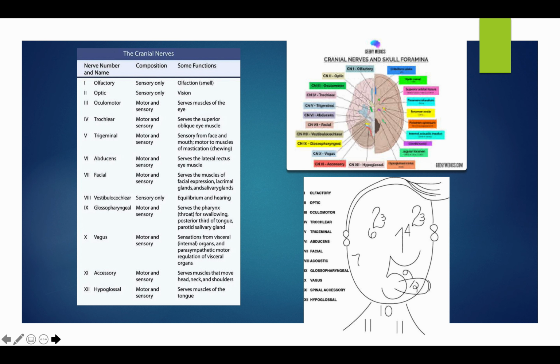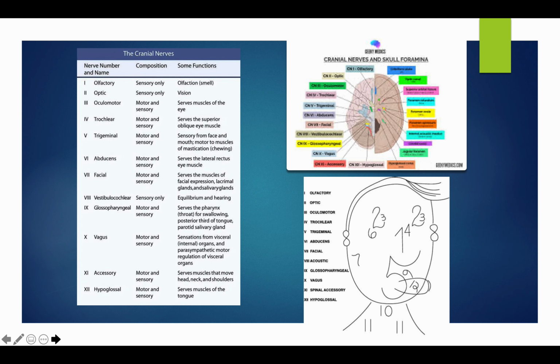Cranial nerve 1 is your olfactory, which is your smell. Cranial nerve 2 is your optic, which is sensory only, your vision. Cranial nerve 3 is your oculomotor, which is both motor and sensory. It serves the muscles of your eyes. Cranial nerve 4 is your trochlear, which is motor and sensory, serves the superior oblique eye muscles, checking your EOMs. Cranial nerve 5 is your trigeminal, which is motor and sensory for your face and your mouth, motor for the muscles for mastication, chewing.